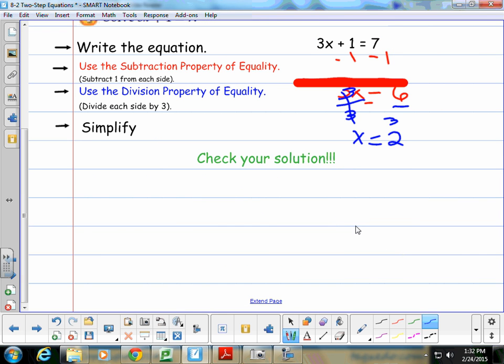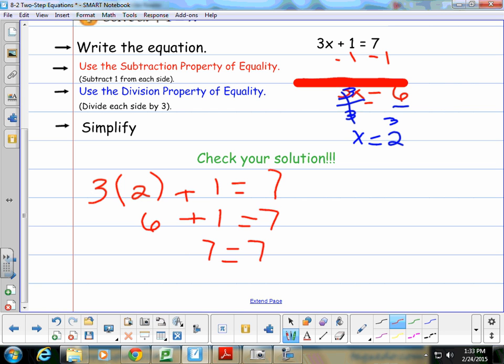You always want to check your solution. How you check your solution is that you plug in your solution of 2 into the original equation. So we do 3 times the value of x, which we know is 2, plus 1 equals 7. When you work this out, if 2 is actually the correct solution, you should end up with both sides remaining equal. And we do. We end up with the reflexive property of 7 equals 7, which means that our solution of x equals 2 was true. In a nutshell, that's what we're doing today.